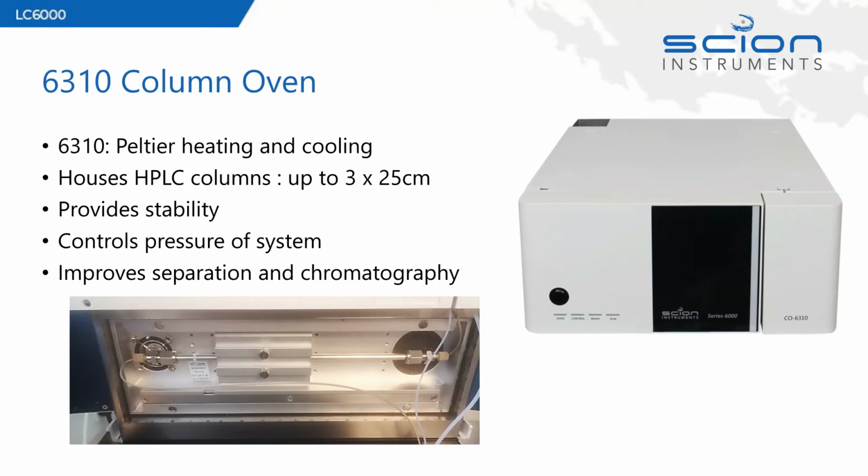We can use the column oven to improve the separation and the chromatography by slightly increasing the temperature. We also have space just in this section here for a column switching valve. So in many petrochemical methods, we need to have a switching valve which allows us to backflush to separate different components.